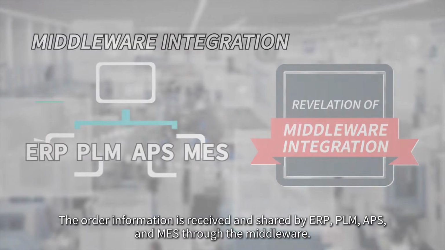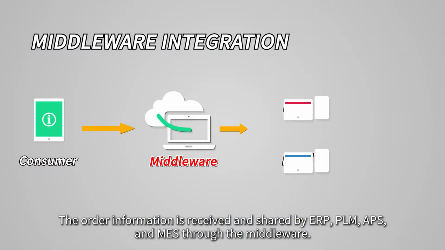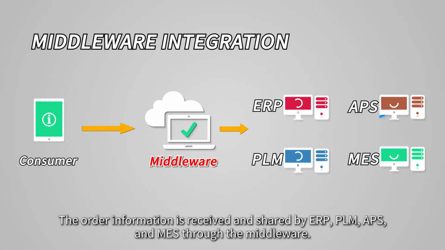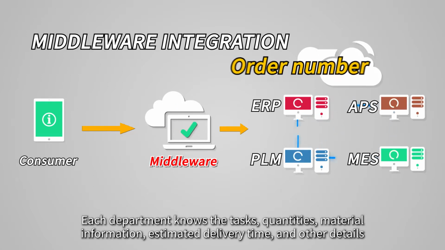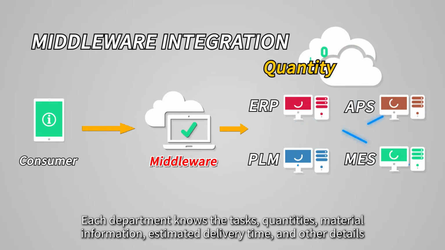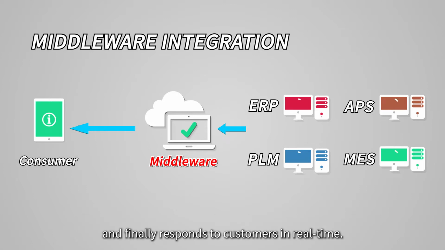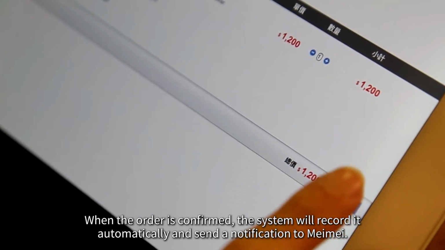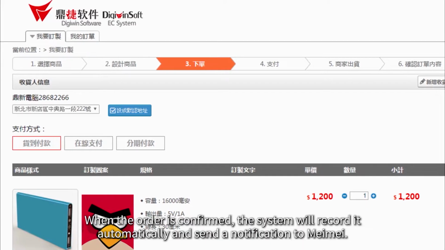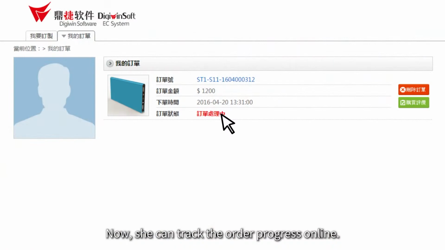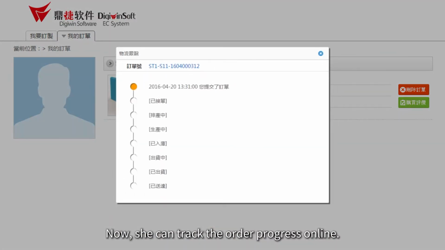The order information is received and shared by ERP, PLM, APS, and MES through the middleware. Each department knows the tasks, quantities, material information, estimated delivery date, and other details, and finally responds to customers in real time. When the order is confirmed, the system will record it automatically and send a notification to Maymay. Now, she can track the order progress online.